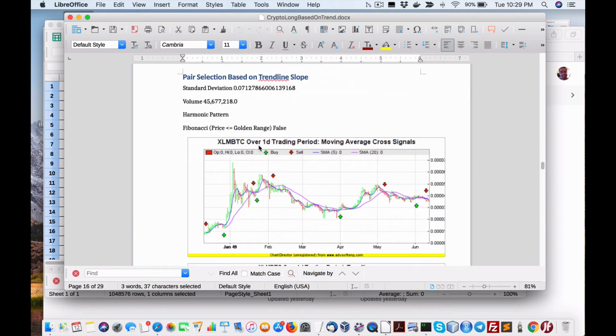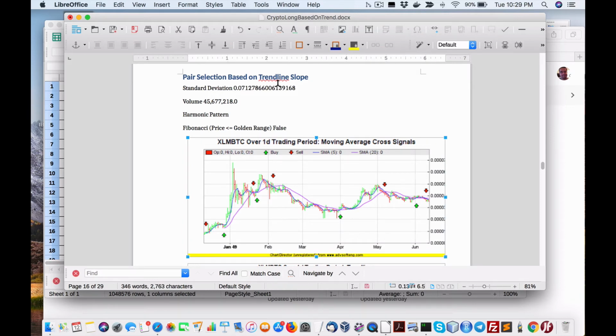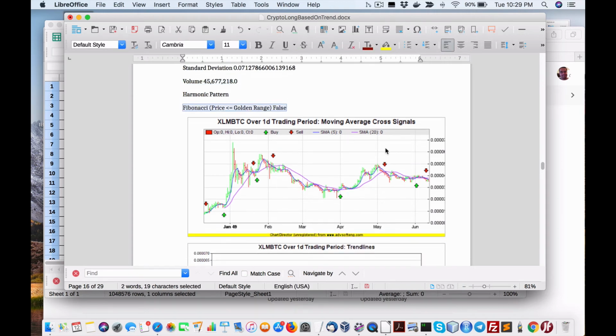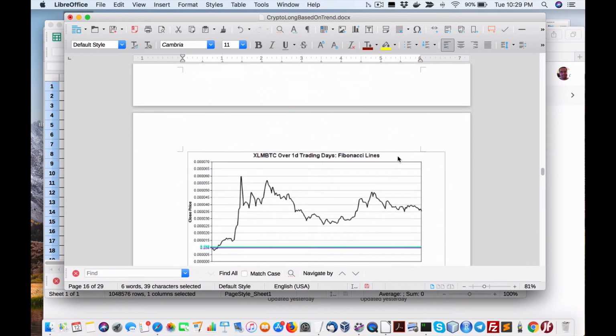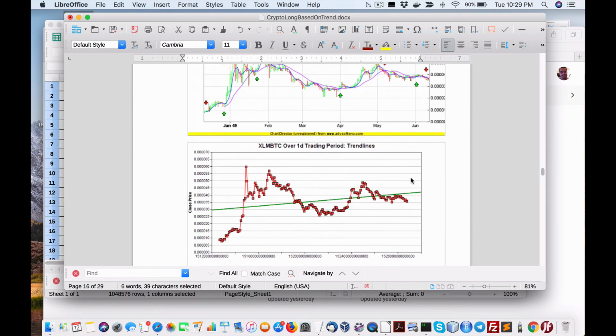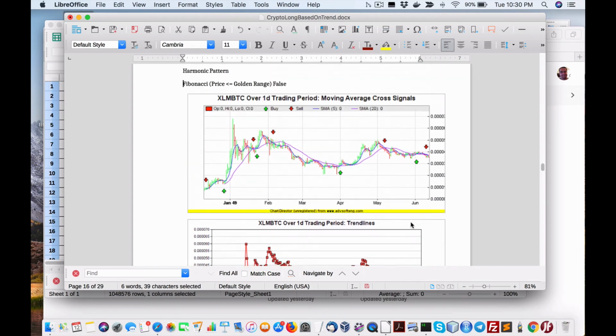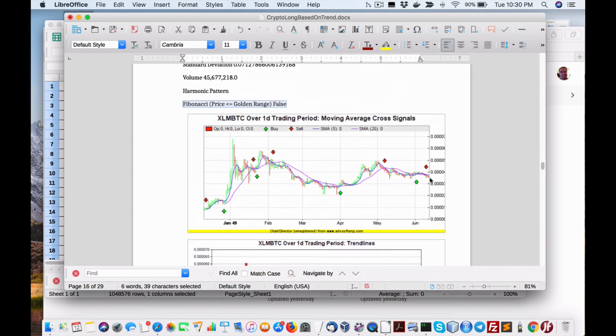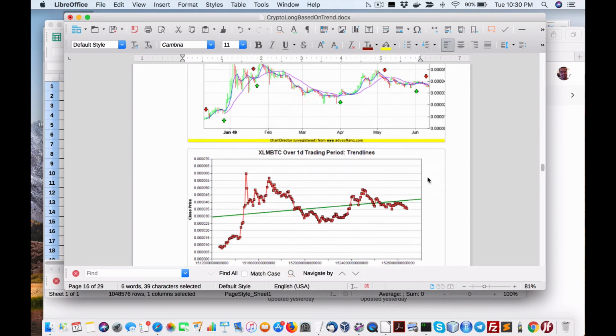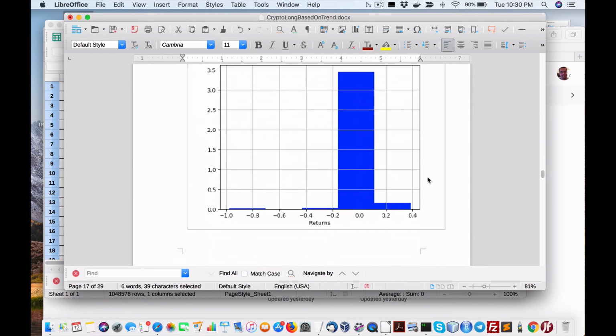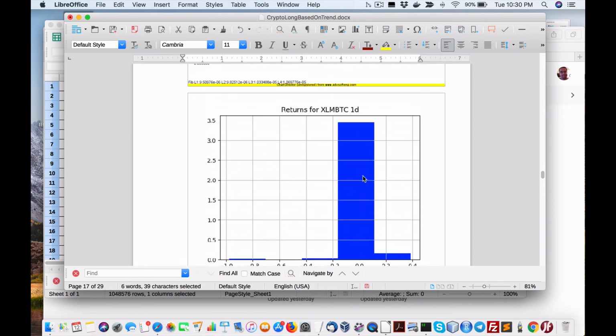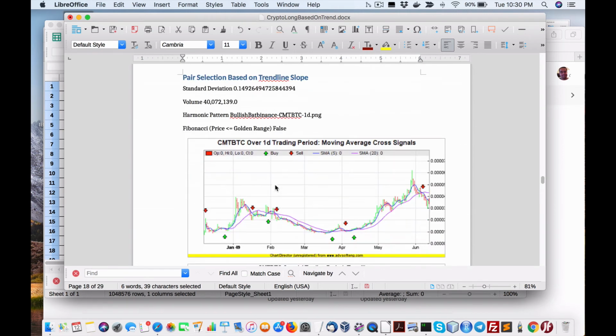Next one we have here is the XLM BTC. Standard volatility is below the group. Volume's fairly heavy. Fibonacci's quite overpriced if you ask me, but it's just slightly below trend, and it's tough to say where that's going to happen on the moving average cross signals. And again, slightly more negative returns, so I'm not sure I'd want to deal with this one.